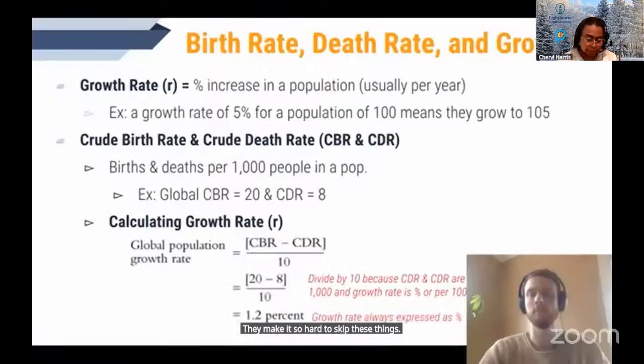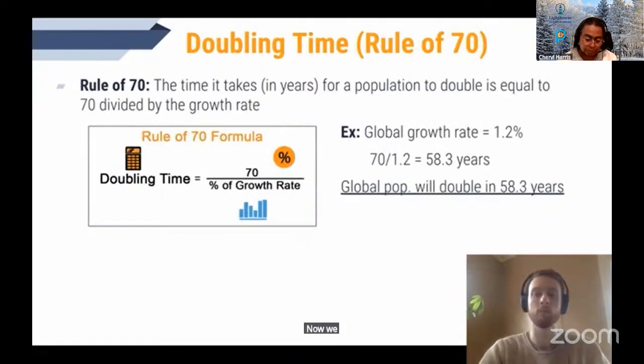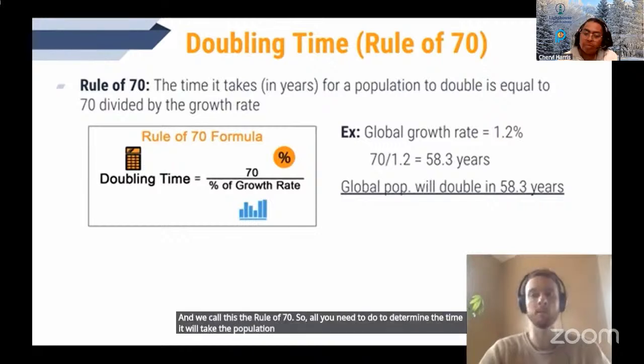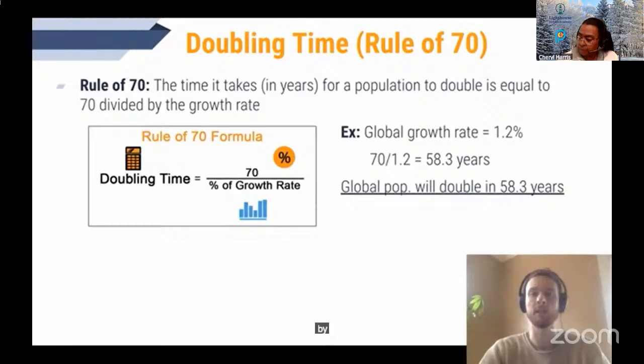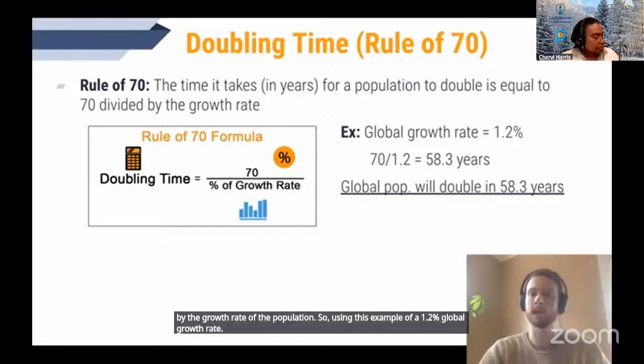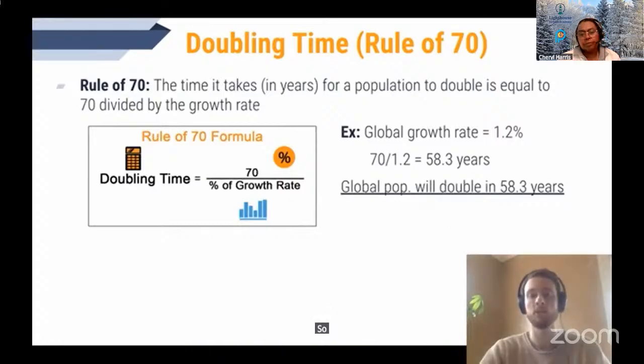And remember, we always express this growth rate as a percentage. Now we have a really simple formula to estimate the time it will take for a population size to double, and we call this the rule of 70. So all you need to do to determine the time it will take a population to double is divide 70 by the growth rate of the population. So using this example of a 1.2% global growth rate, we would estimate then that Earth's population will double in 58.3 years. So all we needed to do there was divide 70 by 1.2.